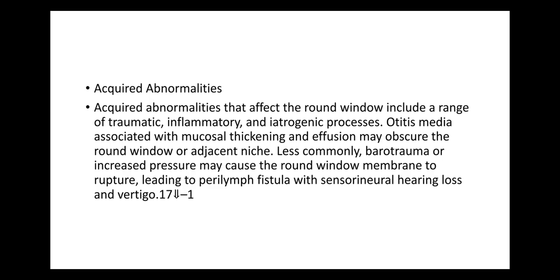Acquired abnormalities. Acquired abnormalities that affect the round window include a range of traumatic, inflammatory, and iatrogenic processes. Otitis media associated with mucosal thickening and effusion may obscure the round window or adjacent niche. Less commonly, barotrauma or increased pressure may cause the round window membrane to rupture, leading to perilymph fistula with sensorineural hearing loss and vertigo.